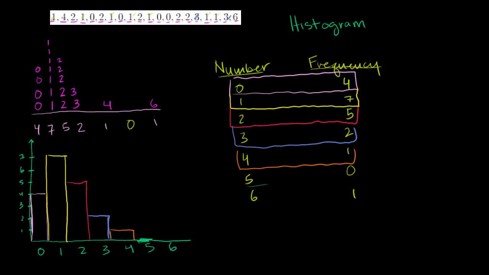And then finally, 6 shows up 1 time. So I'll do 6 showing up 1 time. What I just plotted here, this is a histogram. Very fancy word, but I think you'll agree it's a fairly simple idea. Figure out the frequency of each of these numbers, and then plot the frequency of each of these numbers, and you get yourself a histogram.